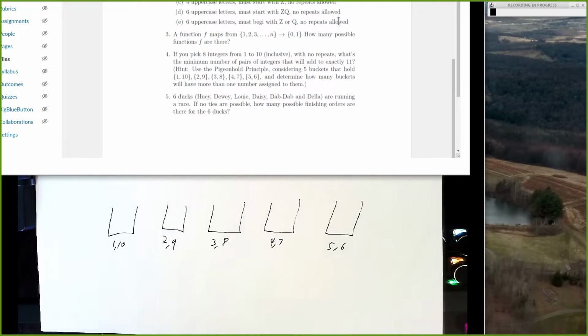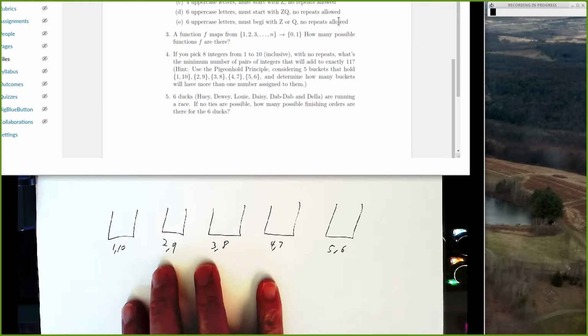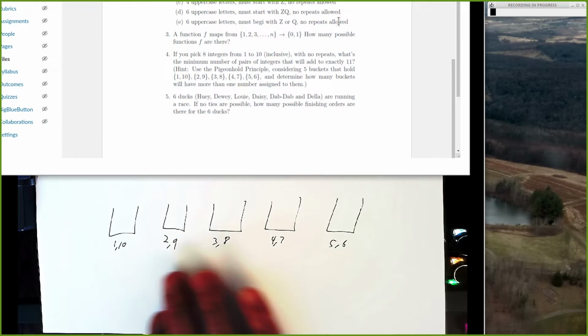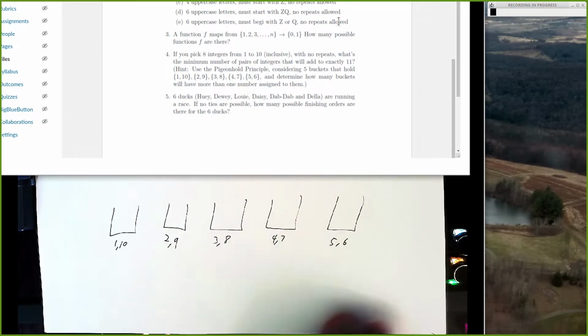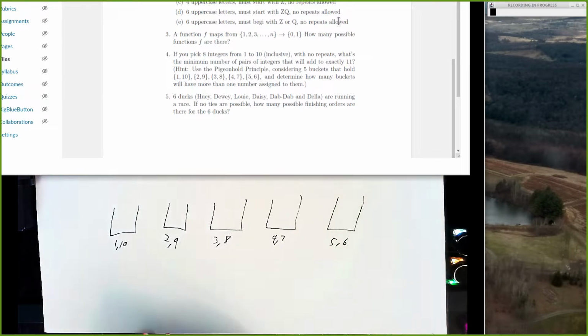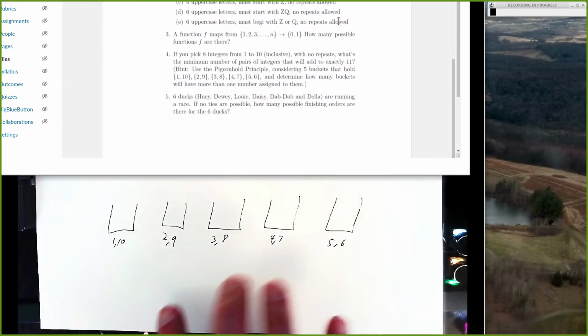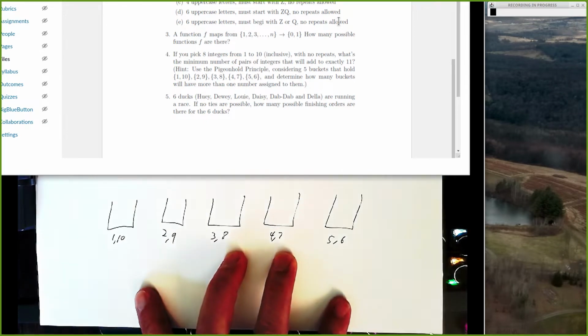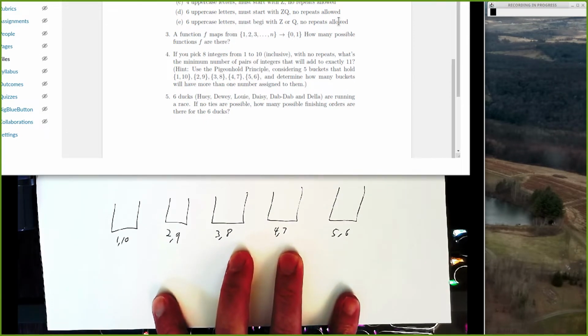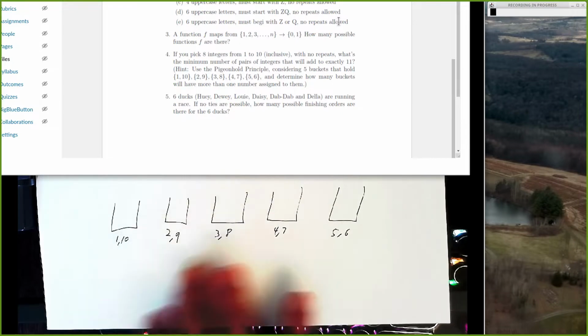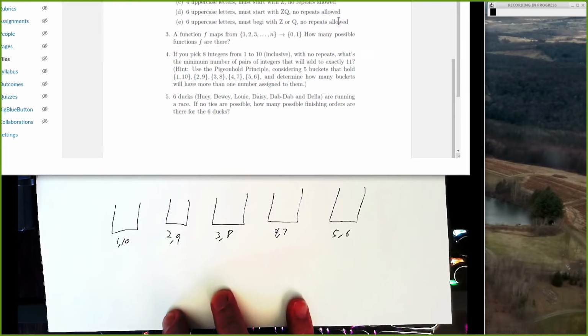And so the minimum number of pairs that will add to 11 is the minimum number of buckets that have at least 2 things in them. So I'm picking 8 numbers, I'm putting them into buckets, and at most I can have 2 things in a bucket. What's the minimum number of buckets that will have at least 2 things in them? And if I only pick 5 integers, I can just go 1, 2, 3, 4, 5. I can have 1 thing in each bucket. But if I'm forced to pick one more integer, then one of these buckets is going to have 2 things.